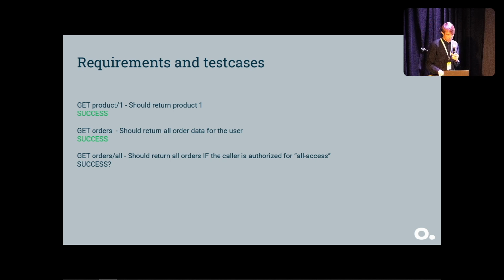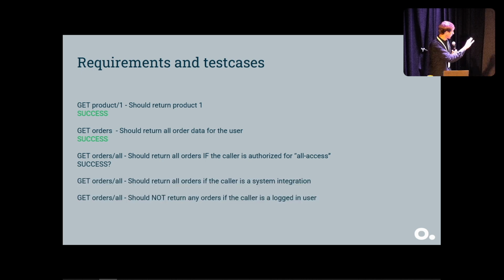So it should return all orders, but only if the caller is authorized for this all access. And to make this maybe a little bit easier to test, we can rewrite this as 2 test cases. Should return orders if the caller is a system integration. Should not return any orders if the caller is a logged in user. And that's typical, that's the attack.